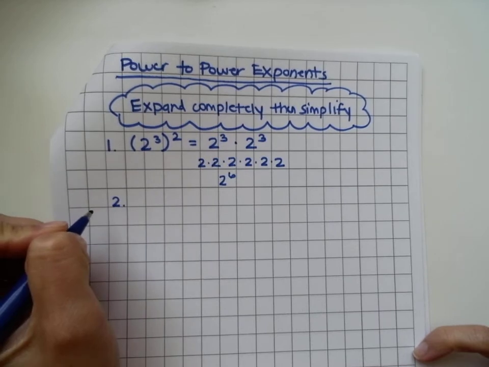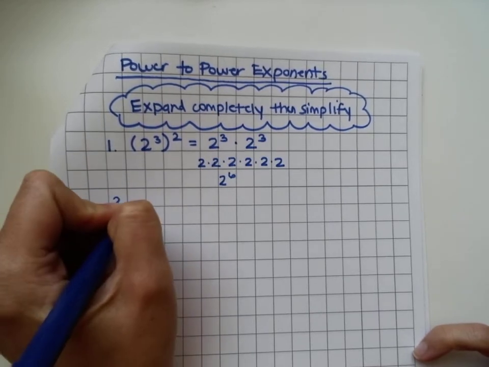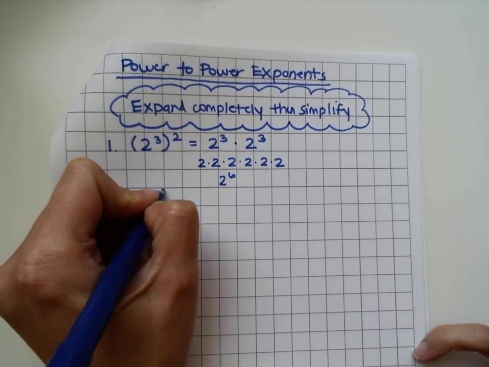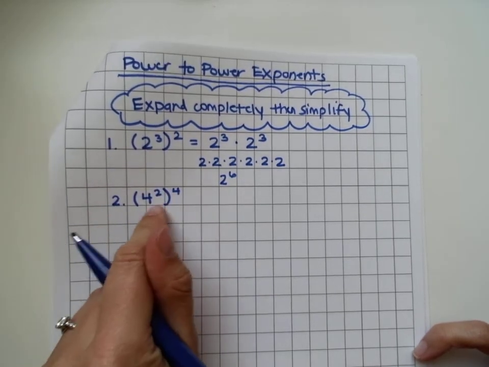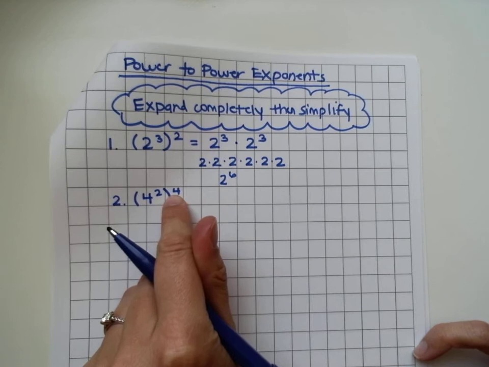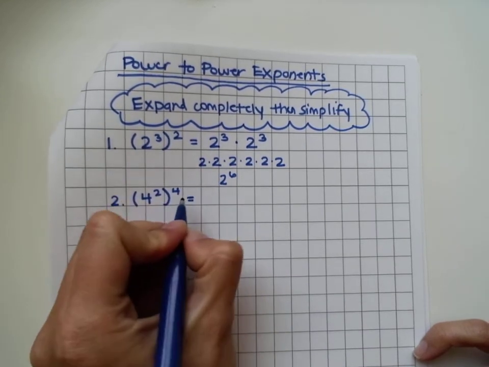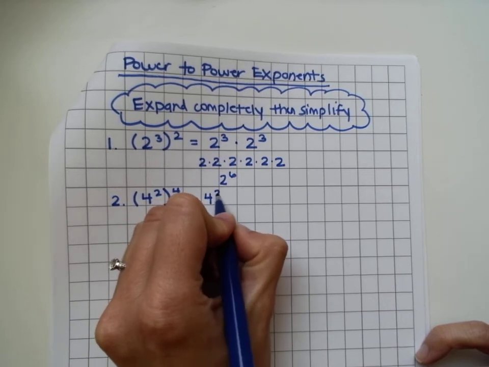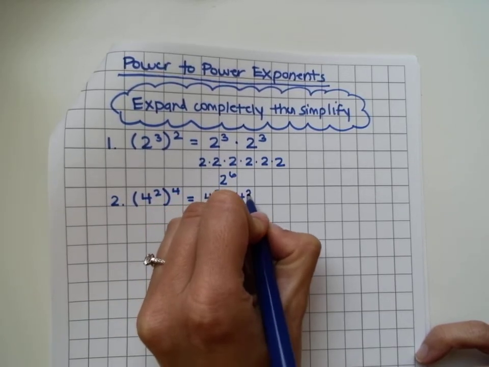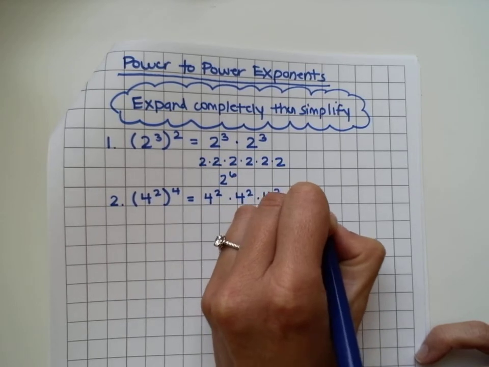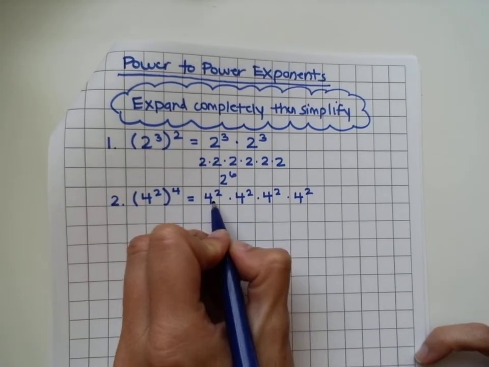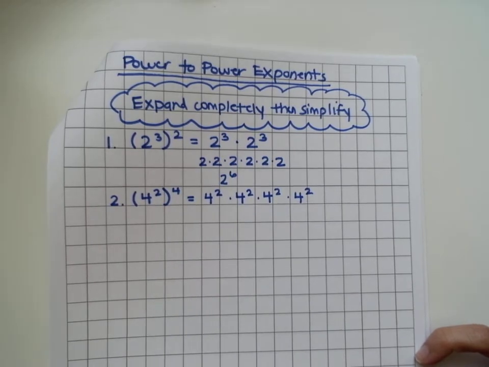Let's do another one. What if we have 4 to the 2nd power raised to the 4th power? So again, everything in parentheses belongs to this exponent 4. So everything's getting multiplied 4 times. So that gives us 4 to the 2nd power times 4 to the 2nd power times 4 to the 2nd power times 4 to the 2nd power. All of this multiplied 4 times. 1, 2, 3, 4 times.